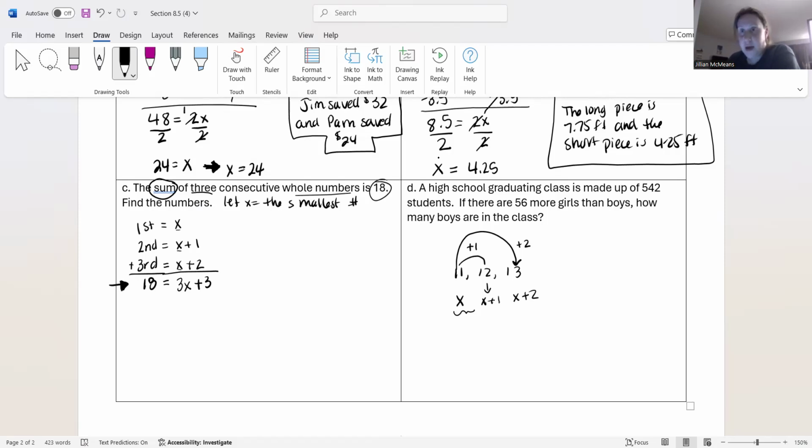So I want to get my 3x alone. Okay, I've got a single variable term. I need to isolate it. My issue is this plus 3. So how do we undo addition? Well, we use subtraction. So let's subtract 3 from both sides. Okay. Well, on the left, 18 minus 3 is 15. On the right, 3 minus 3 is 0. 0 plus 3x is just 3x. So I've got a single variable term equaling a single constant.